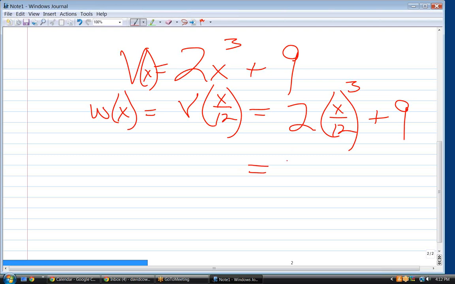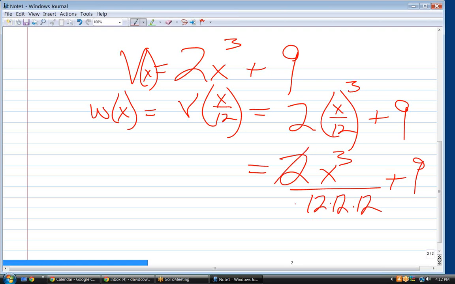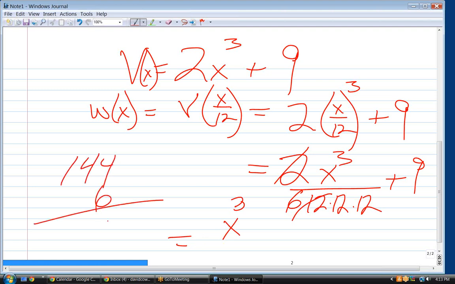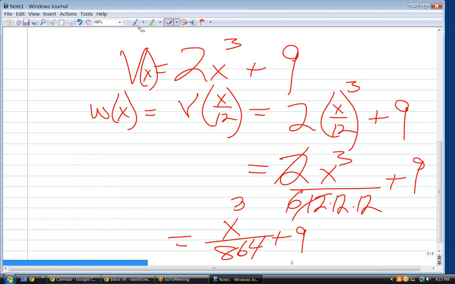And of course that is 2x to the third over 12 times 12 times 12 plus 9. Well, we can take out one of those 12s and replace it by a 6. So now we have x cubed over 144 times 6, 864, plus 9. So there is the function w of x.